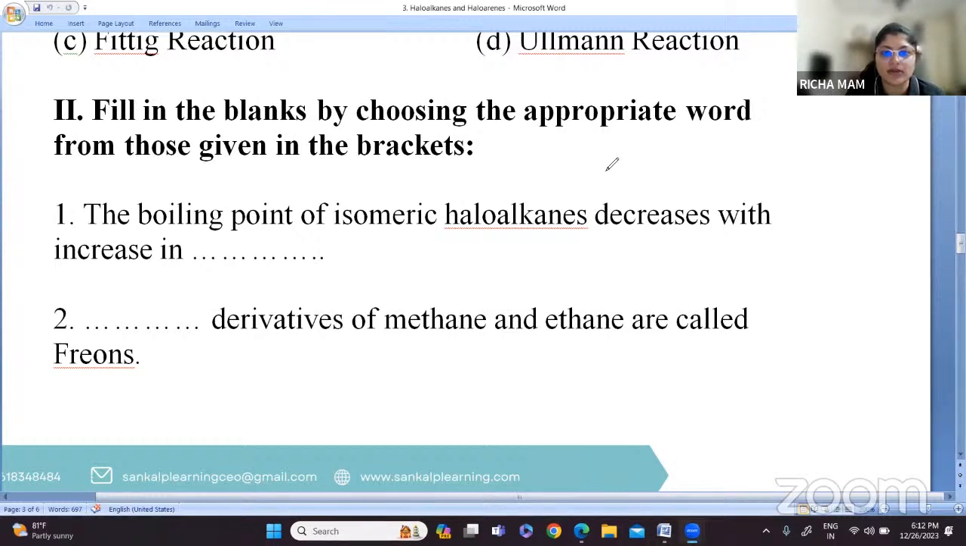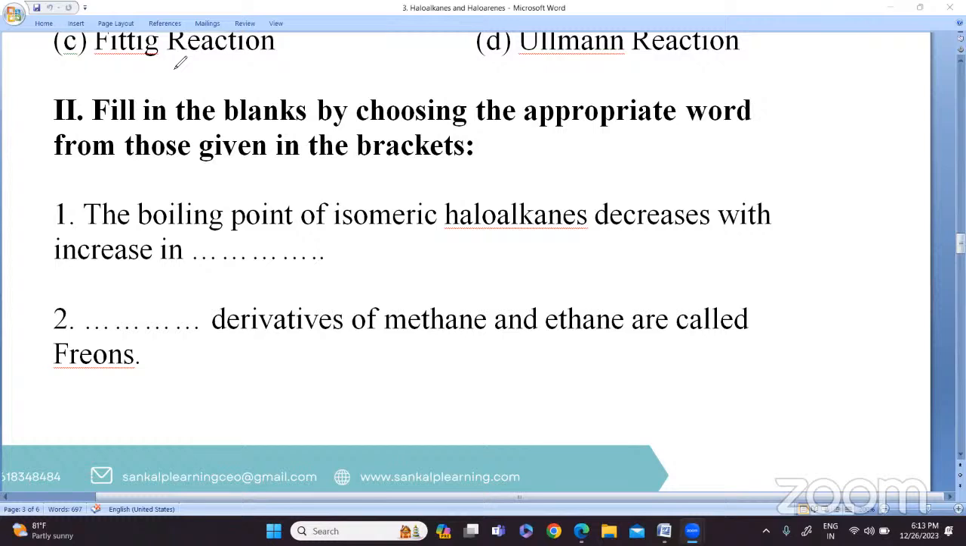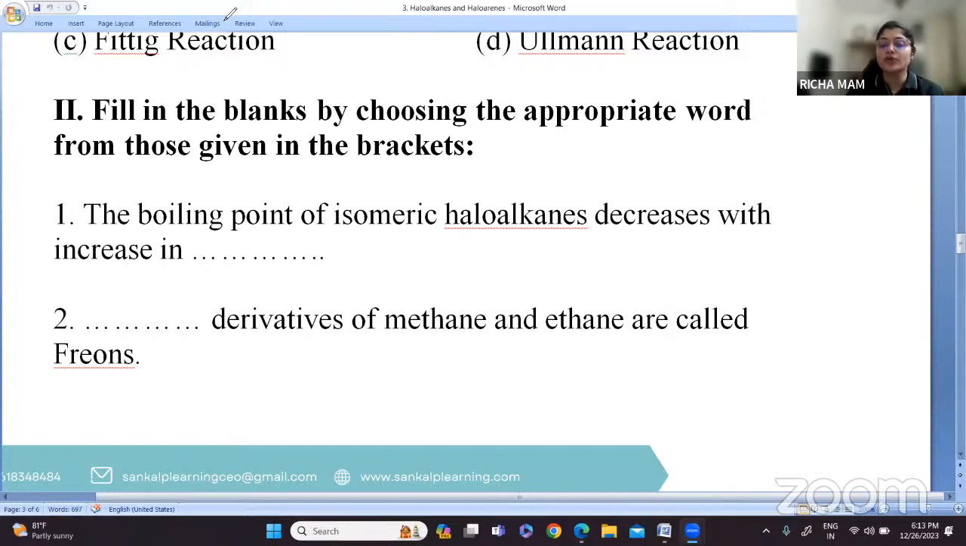Volatile dash derivatives of methane and ethane are called as freons. What are called as freons? You have studied this in your theory, right? What are freons? Freons are the chlorofluorocarbons. So the chlorofluorocarbon compounds of methane and ethane are called as the freons.